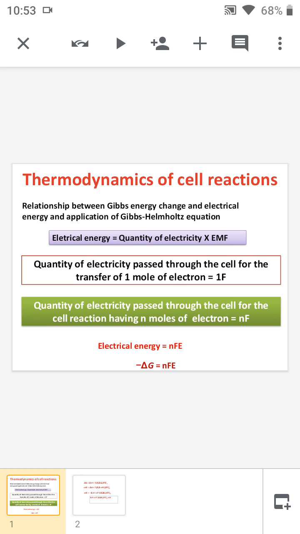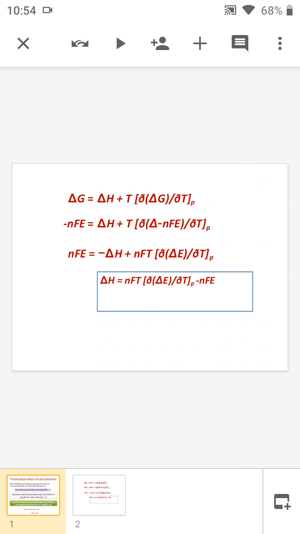And we know that for a thermodynamic system, for a feasible reaction, delta G is always negative. That's why for a reversible cell, delta G is represented as negative. So minus delta G is equal to nF into E. Then according to thermodynamics, we know that delta G is equal to delta H plus T delta S. And if we substitute delta S in terms of G, delta S is equal to minus dou delta G divided by dou T at constant pressure.